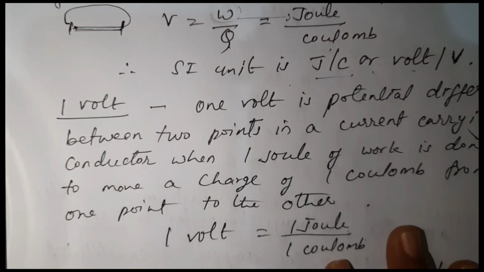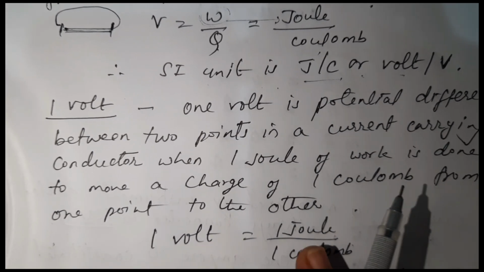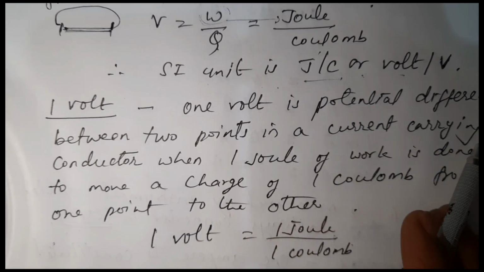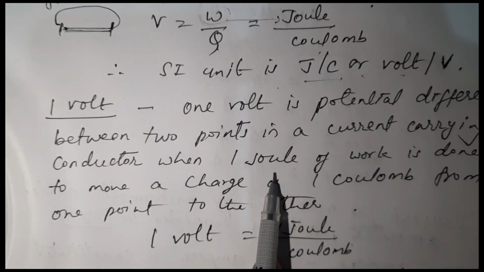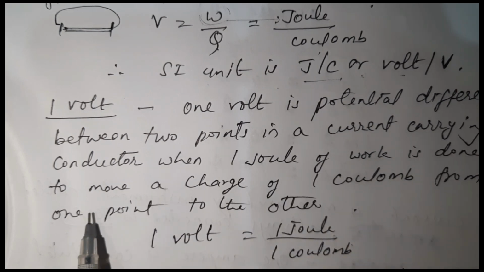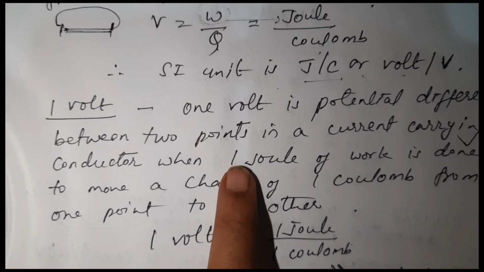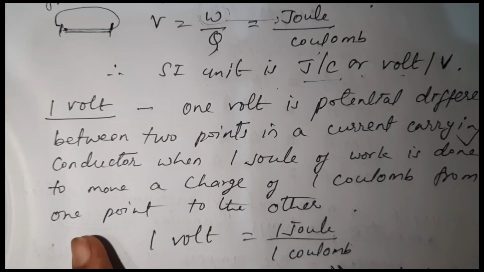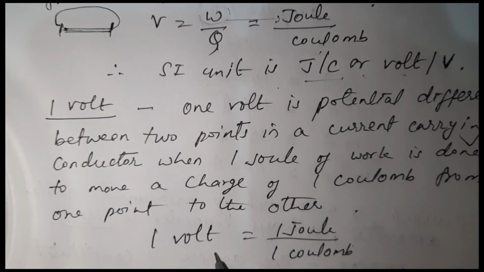Now the next important definition is: what is 1 volt? 1 volt is the potential difference between 2 points in a current carrying conductor when 1 joule of work is done to move a charge of 1 coulomb from one point to the other. So when 1 joule of work is done to move 1 coulomb of charge, we call it 1 volt. This is also an important definition.